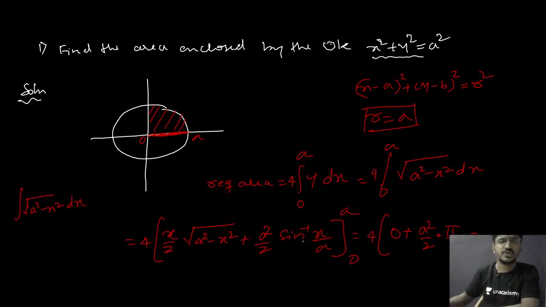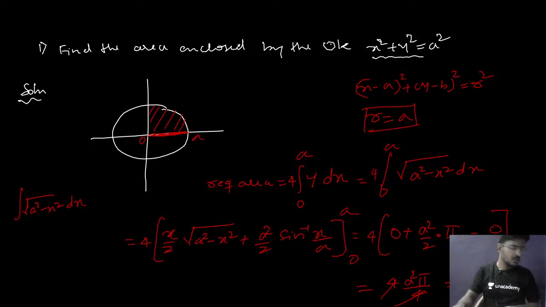minus, again if I put 0 here this will be 0, sin 0 will be 0, and if I simplify this you are going to have 4 times of a square pi divided by 4, 4 will get cancelled, a square pi square units is going to be the required area of the circle.